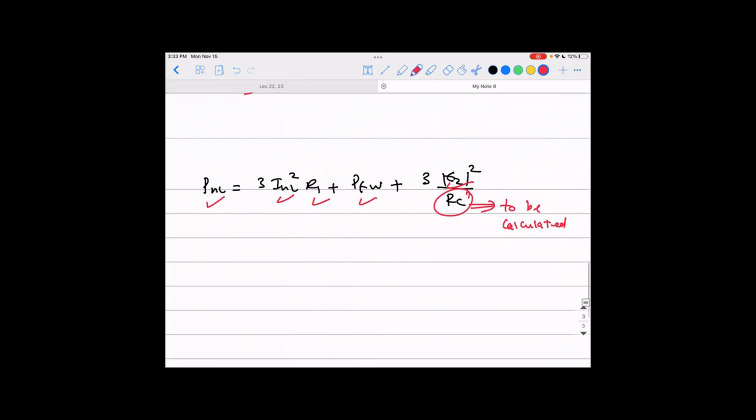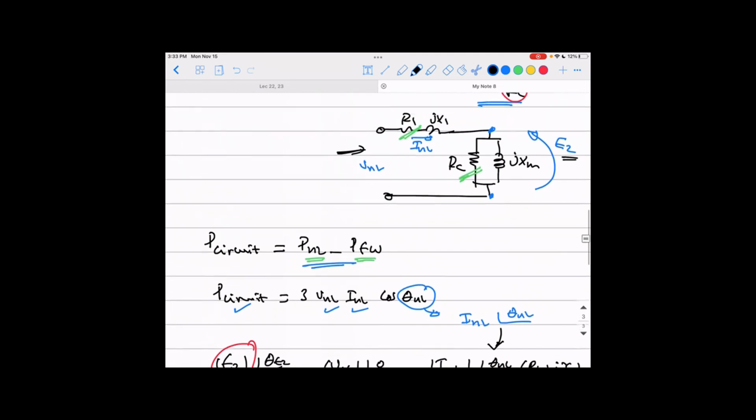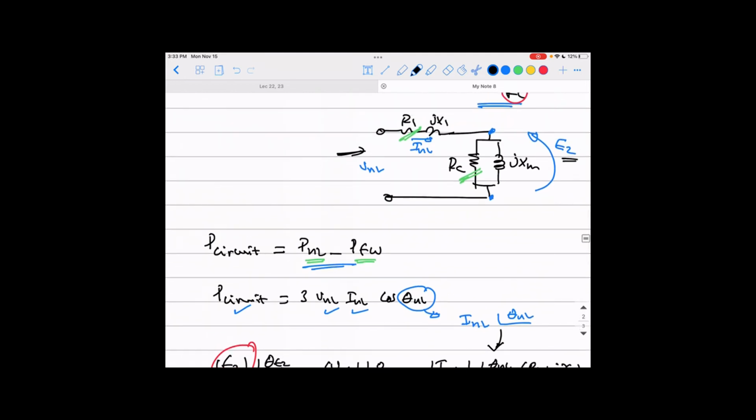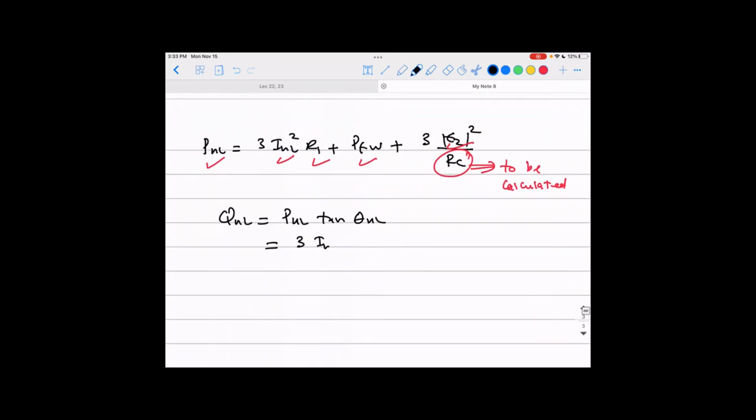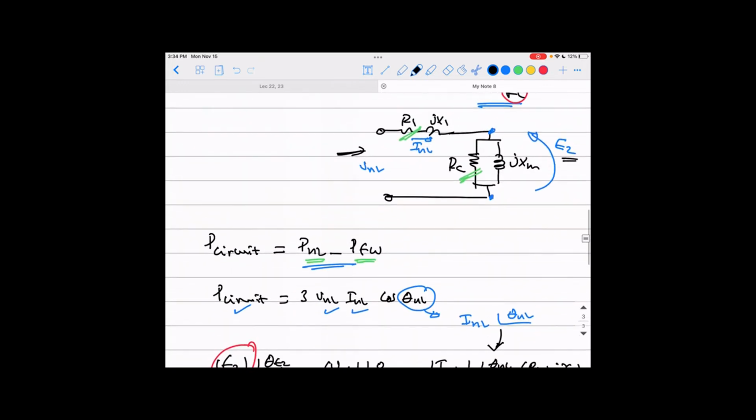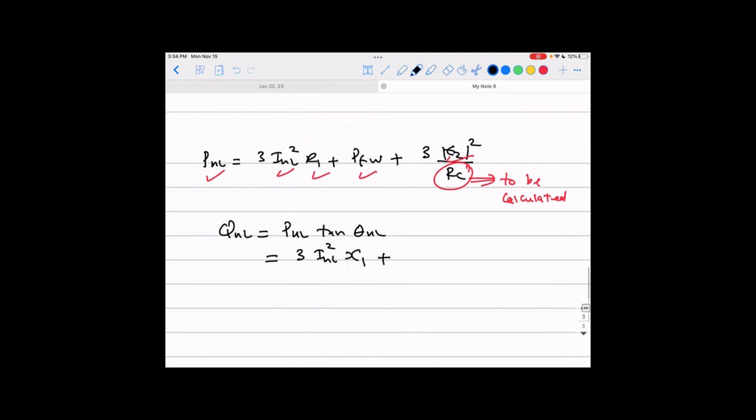What about XM? It should be known now. It's the same thing, easy enough. To find Q no load, you multiply P no load by tan theta no load, and both of them are known now. The Q goes to the reactances in this circuit, which are X1 and XM. So it is 3 I no load squared X1 plus the Q going to XM, which is 3 E2 magnitude squared divided by XM.